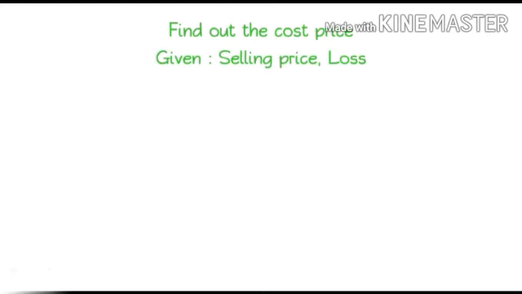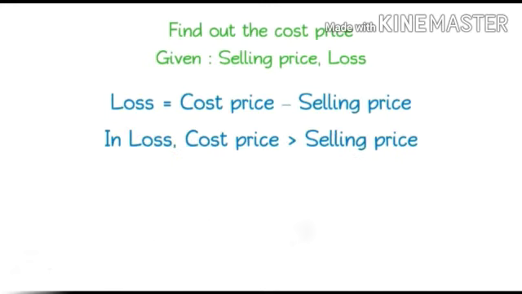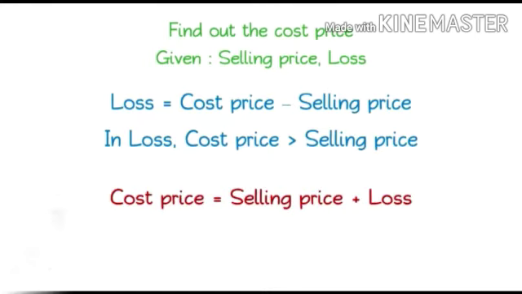Find out the cost price if selling price and loss are given. If there is a loss, loss is equal to cost price minus selling price. In loss, cost price is greater than selling price. Therefore, cost price is equal to selling price plus loss.